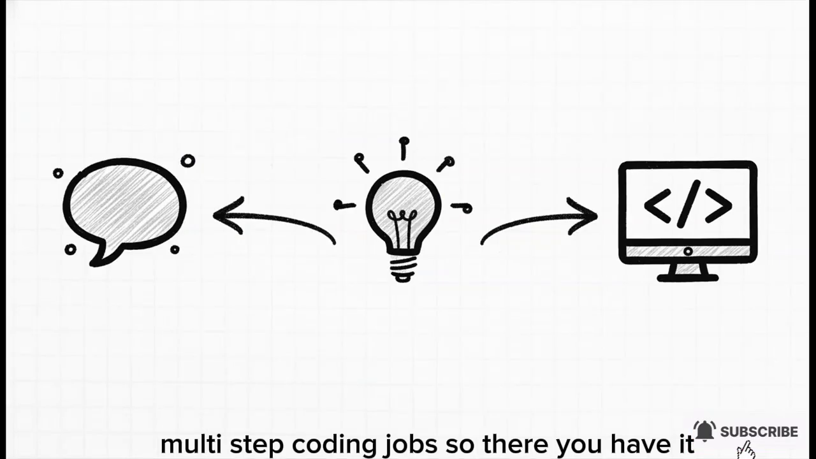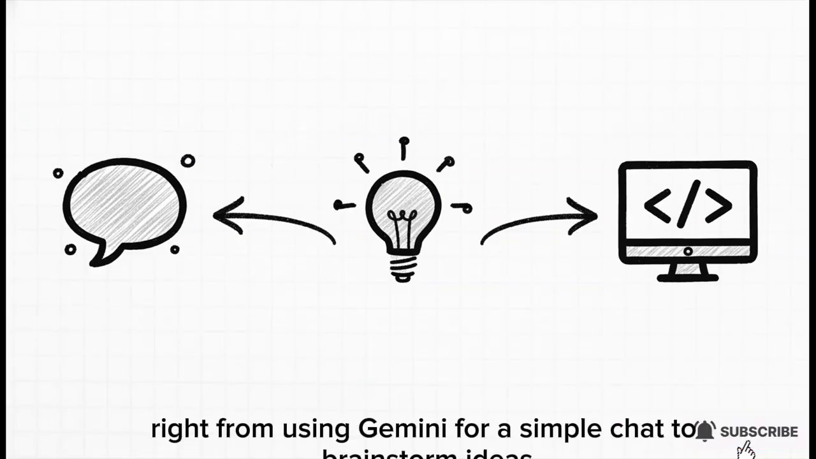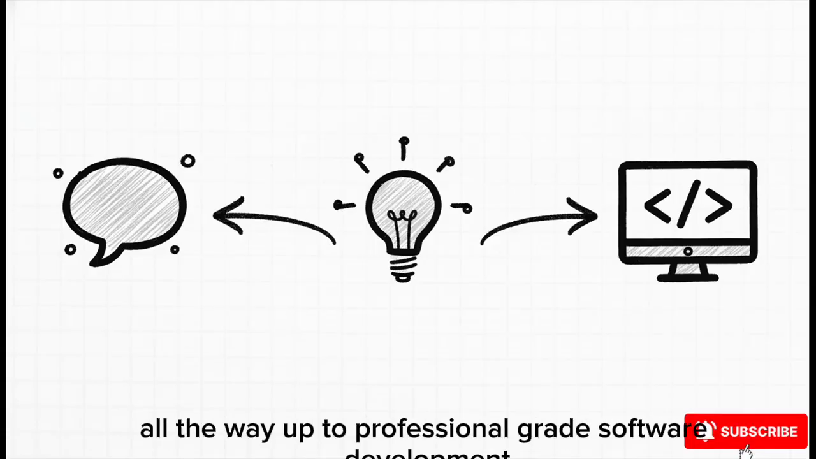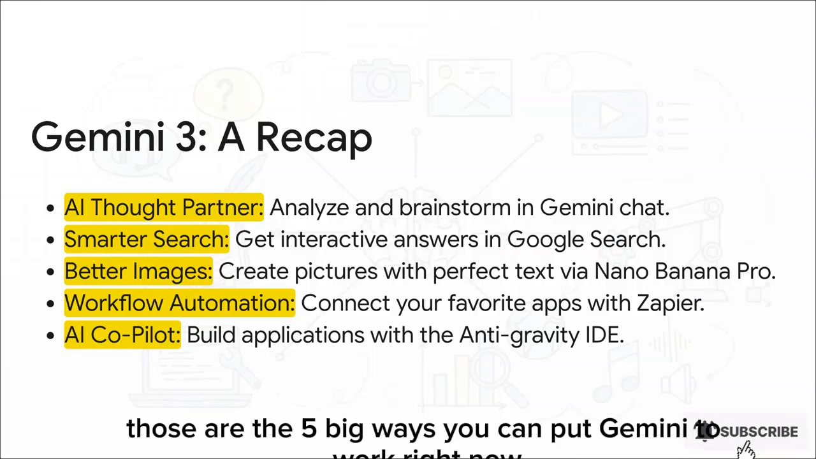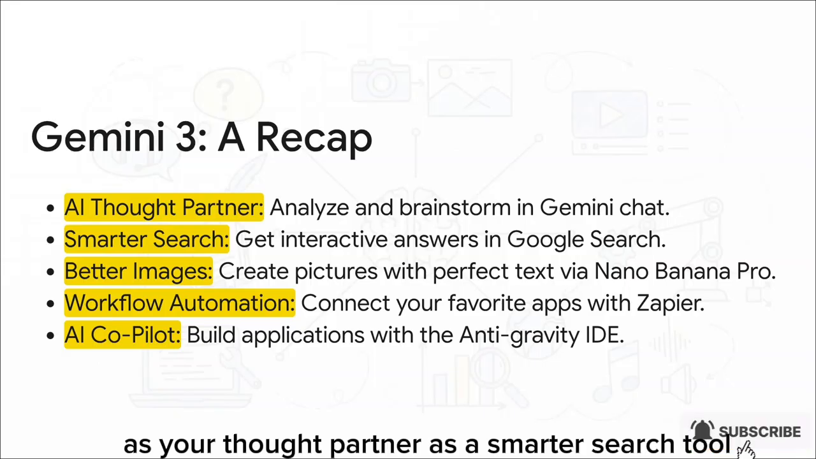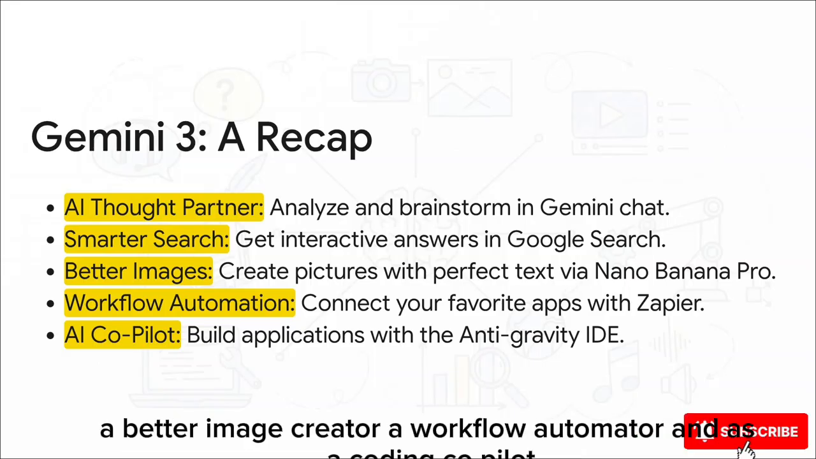So there you have it. We've really covered the whole spectrum here, right? From using Gemini for a simple chat to brainstorm ideas, all the way up to professional-grade software development. So just as a quick recap, those are the 5 big ways you can put Gemini to work right now: as your thought partner, as a smarter search tool, a better image creator, a workflow automator, and as a coding co-pilot.